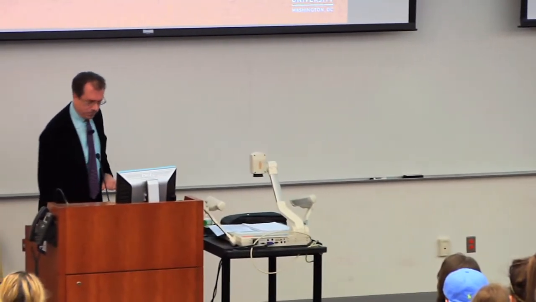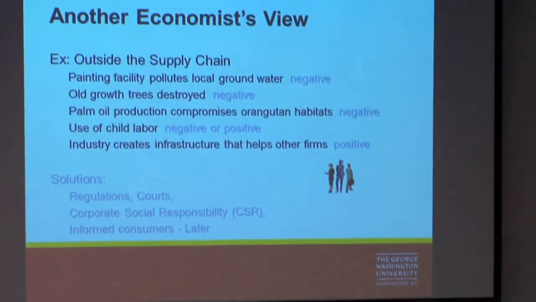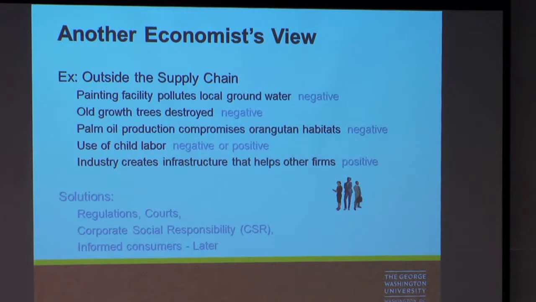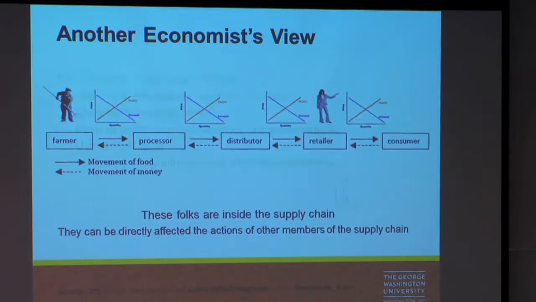Negative or positive, I don't know. Solutions. When you have people outside the supply chain affected by the actors in the supply chain, one of the ways of dealing with it is regulation. There can be suits, so the courts can get involved. There can be self-regulation through corporate social responsibility. Or, most important of all, consumers have to be informed. I mean, that's simply what has to be.